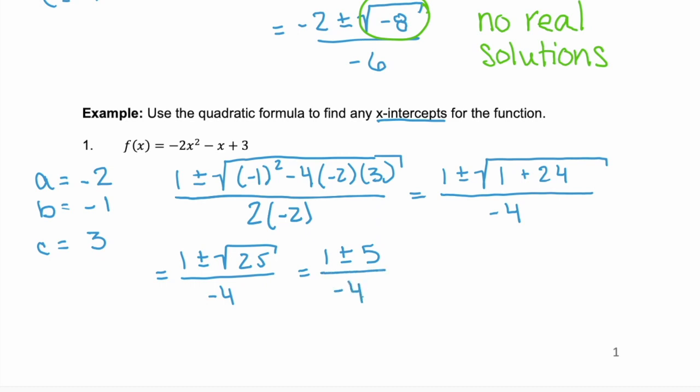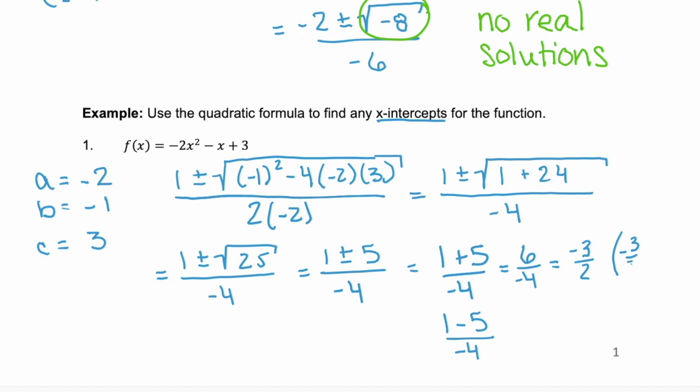And again, remember the plus or minus in the middle with our numerator tells us we have two possible solutions. So we have 1 plus 5 over -4, and we have 1 minus 5 over -4. So 1 plus 5 would be 6 over -4, or -3/2. But remember, we need an intercept, so that would be the point (-3/2, 0).